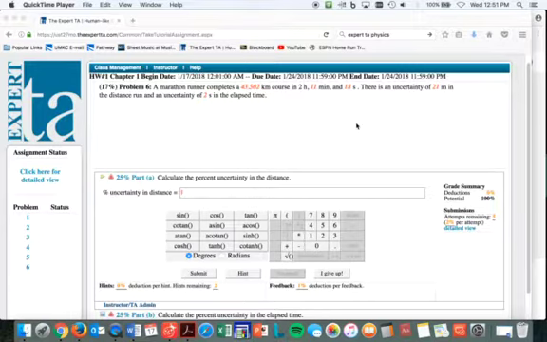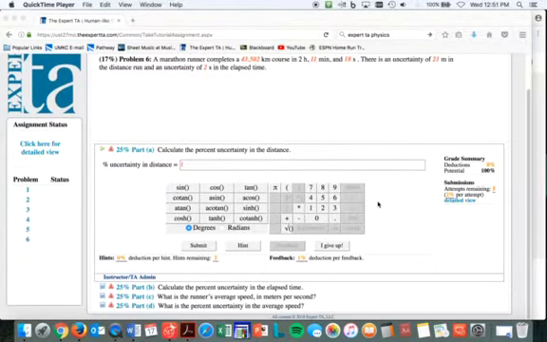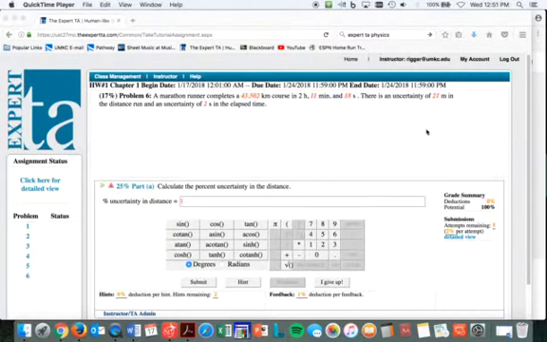So let's just take a look at this problem and get it set up. One of the things we have here is a mixed time, 2 hours, 11 minutes, and 18 seconds. That doesn't give us a decimal of the hours. It's kind of screwy. There's an uncertainty of 21 meters in the distance. That's pretty easy to figure out, so you can figure that out, and then calculate the percent uncertainty in the elapsed time.